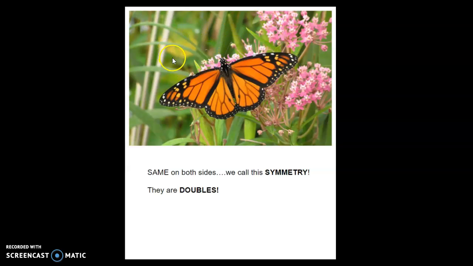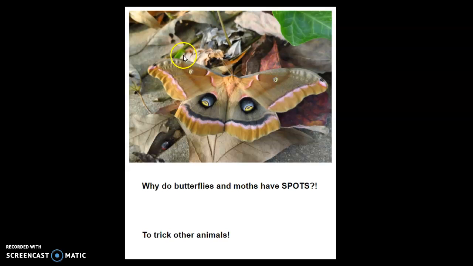Now, doubles, you know from math class, are when you have two things that are the same. A double, for example, might be 1 + 1 is 2. Now, butterflies are not only symmetrical, but sometimes they have spots. We can see here on this moth that it has two little spots and two really big spots down here that kind of look like creepy eyes.